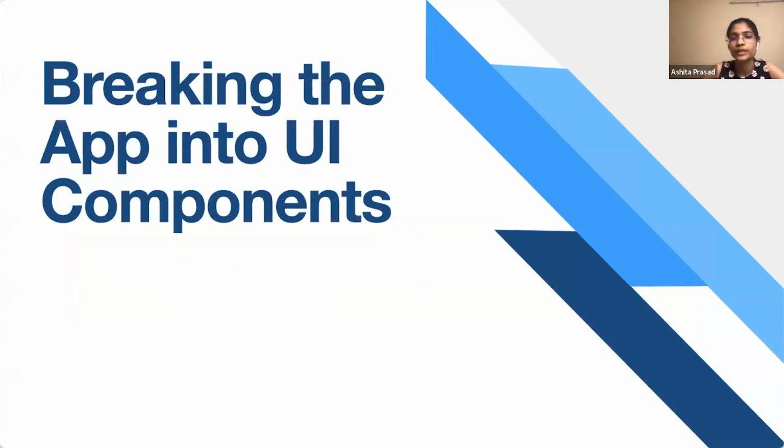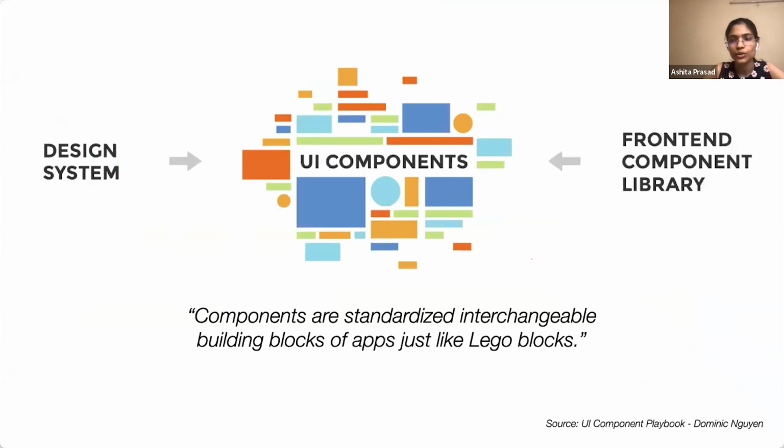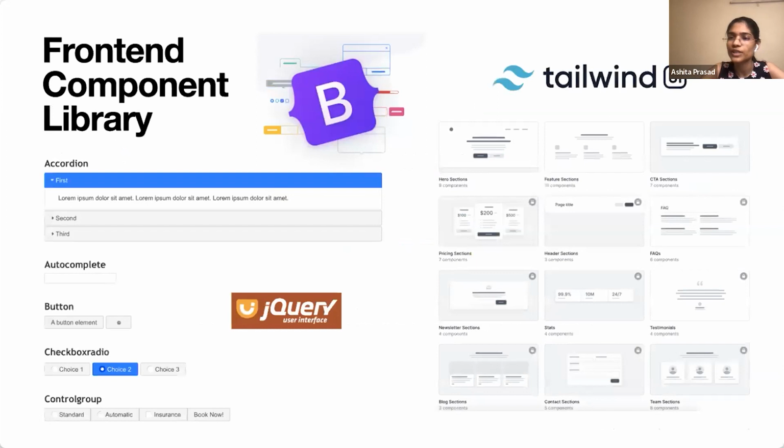The next step will then be to break your app into UI components. Now you can do that using 2 ways. One, you can use the front-end component library, which has all these inbuilt things that you can simply put in your UI components, or you can build your design system from scratch or use an existing design system. So let's check both of these methods.